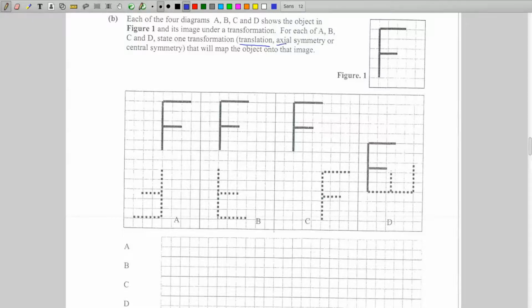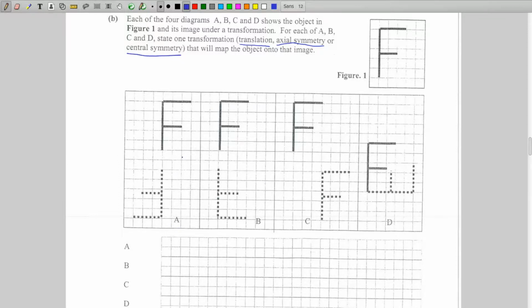There's axial symmetry, very similar to part A. It's when you transform something. It's essentially like you put a mirror down and you look at what the mirror image looks like. And lastly, central symmetry. That is when you do symmetry through a point. The result is essentially that it gets rotated, so that's an easy way to detect it.